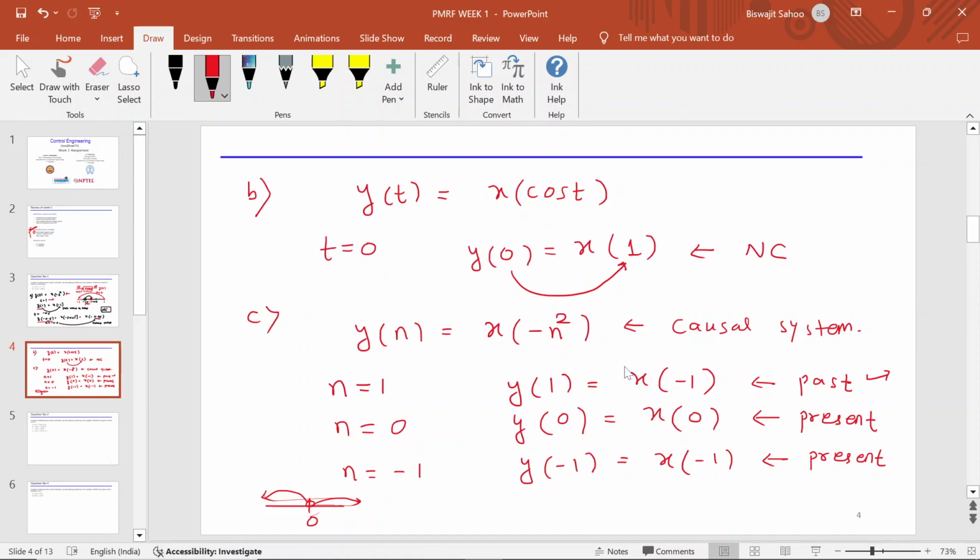This is not a continuous time domain system, it is a discrete system. Sir, whenever we take minus 2, then it will be minus 4. When you take n equal to minus 2, y of minus 2 will be x of minus 2 square, which is minus 4, sir. So minus 2 you are taking, it depends on minus 4, it is a past value.